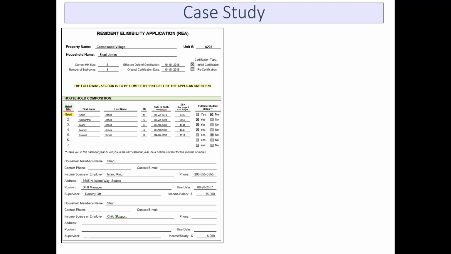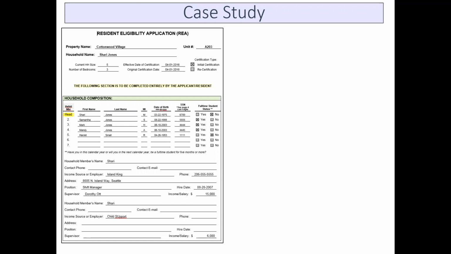Again, we know this is for an effective date of 4/1/2016. We've got our household members listed. They've answered the student question. Now on our current form, please realize that that student question is slightly different. There's a full-time, part-time, or NA, which makes it a little clearer. So going forward, but at this time, this was a certification that was in place.